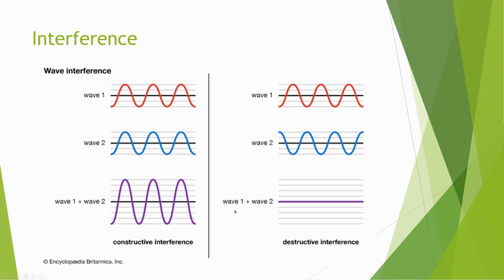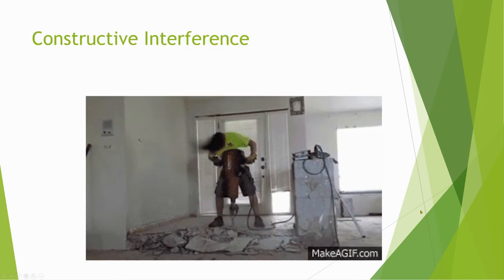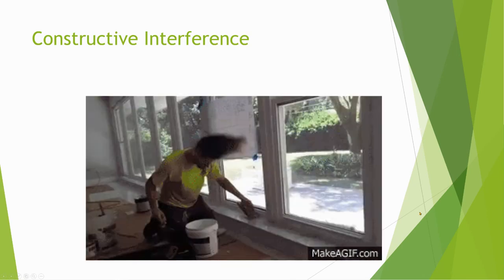Interference, we can have constructive interference and destructive interference. Constructive interference here, red plus blue equals purple. Our crests and our troughs match up. So I add these two together to get the new wave. All right. Destructive means that the crests and troughs do not line up. They're opposite each other. And when they're opposite of each other, they cancel out, and you get no wave at all.